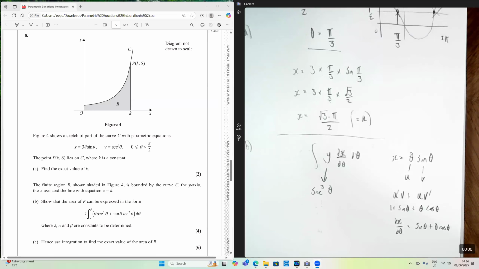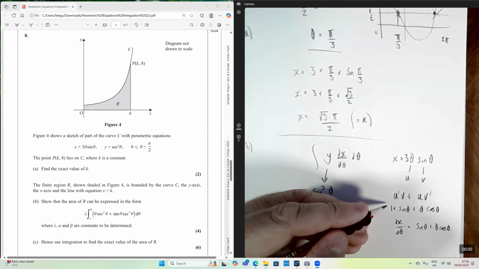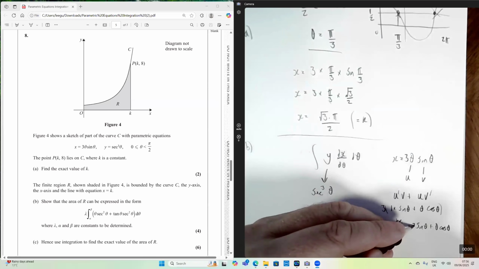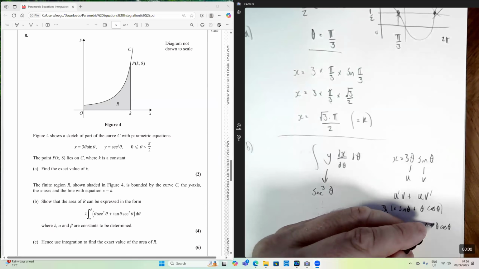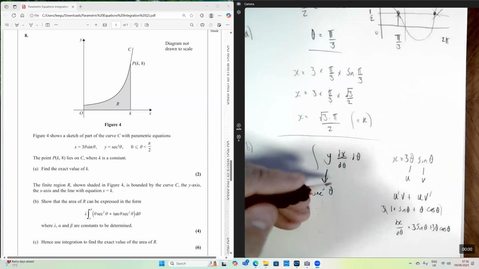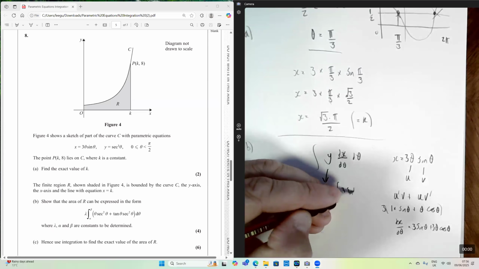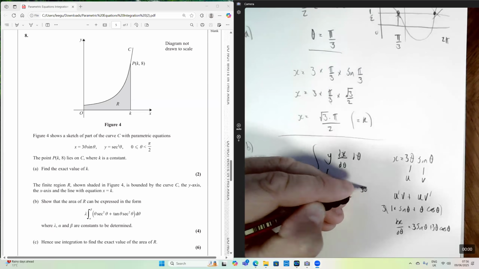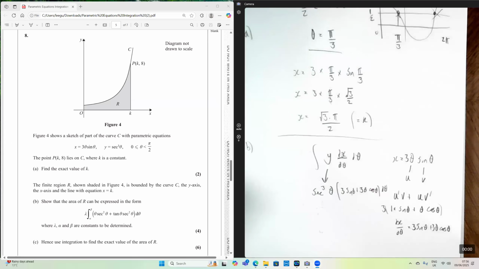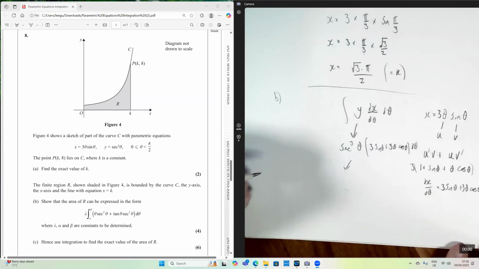Okay, that's great. And we've got a 3 in front of that whole thing. So our dx by d theta is going to be 3 sine theta plus 3 lots of theta cos theta. Okay, so let's put that in there now. So that is going to be 3 sine theta plus 3 theta cos theta d theta. It's looking a little bit squashed there, so let's move it over here a bit and expand the bracket.